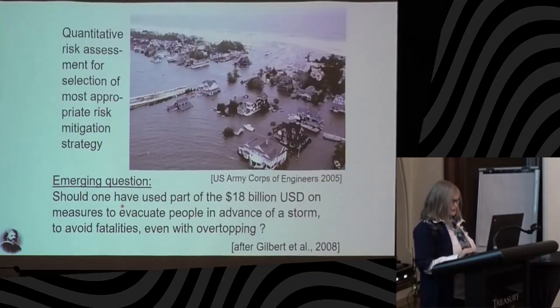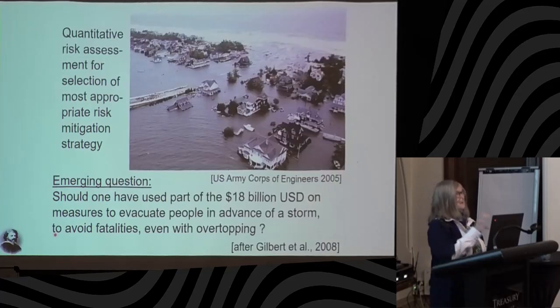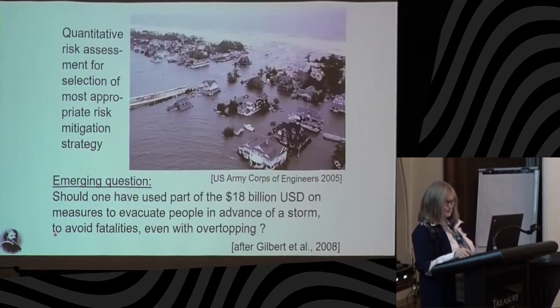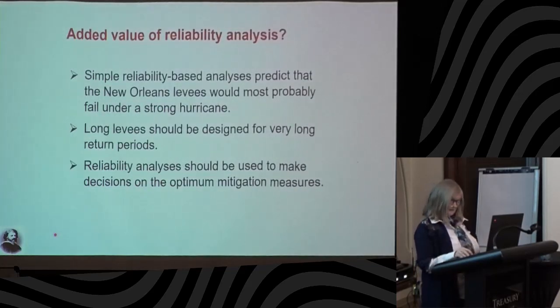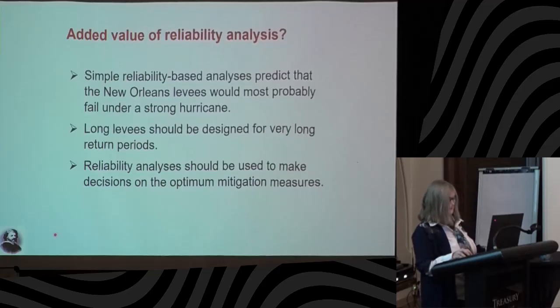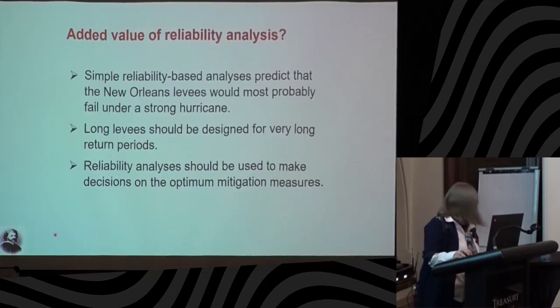And maybe just one philosophical question: should one have used part of the $18 billion that we used on the measures to study and evacuate the people in advance of the storm? Should we use the money to be prepared rather than doing the solution after the fact, when another lot of people would die? So the added value of the reliability analysis is that simple reliability-based analysis predicts that the New Orleans levees would most probably fail under a strong hurricane. Long levees should be designed for very long return periods. Reliability analysis should be used to make decisions on the optimal mitigation measures.